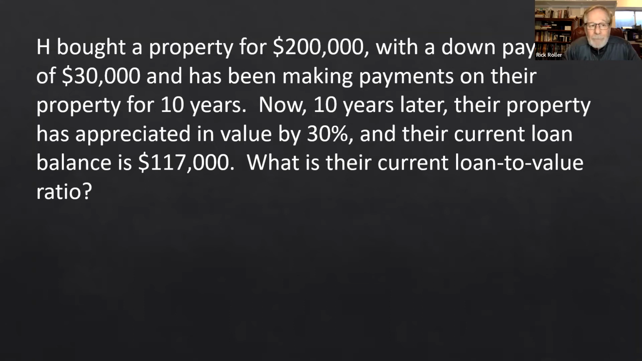Okay. Now this one: someone bought a property for a couple hundred thousand with a down payment of $30,000. That's a pretty good down payment. A 10% down payment would be 20,000, so this is a 15% down payment. They've been making payments on their property for about 10 years. Now, 10 years later, their property has appreciated in value by 30%, and their current loan balance is $117,000. What is their current loan to value ratio?